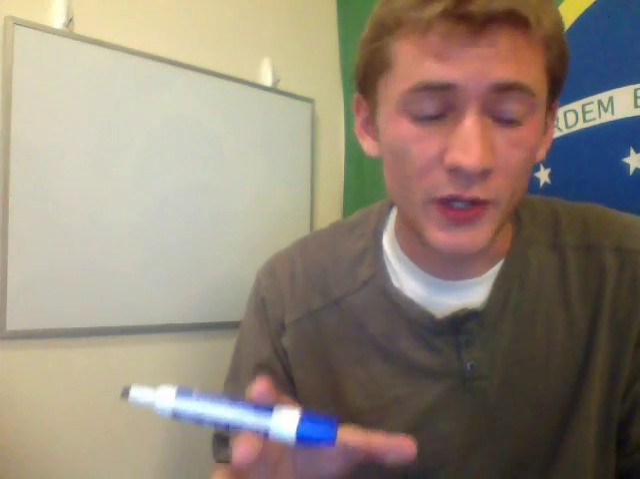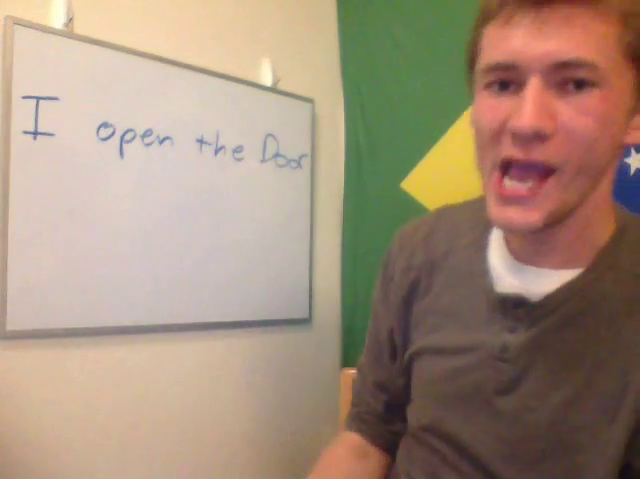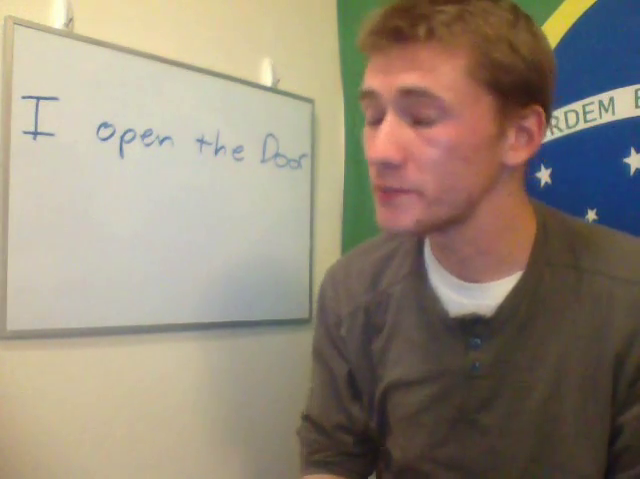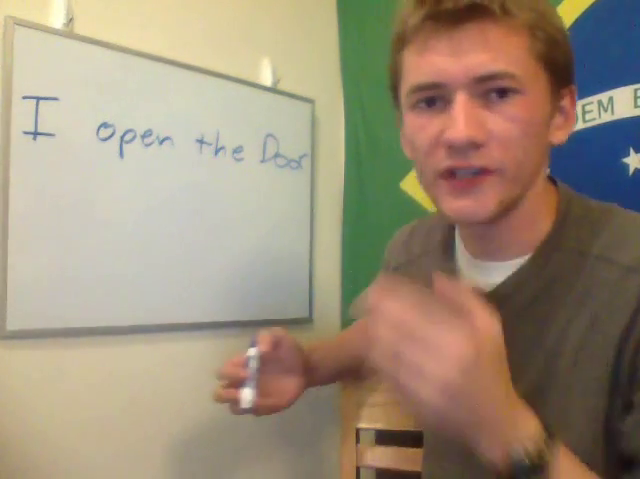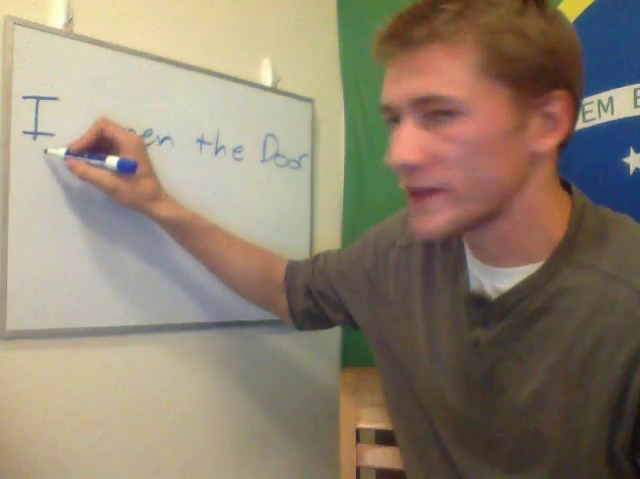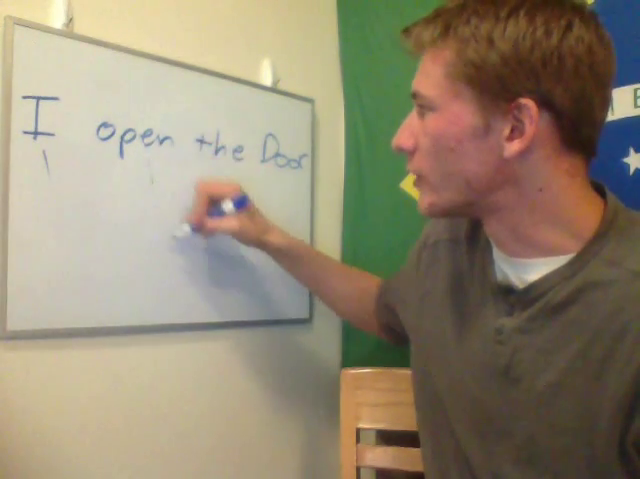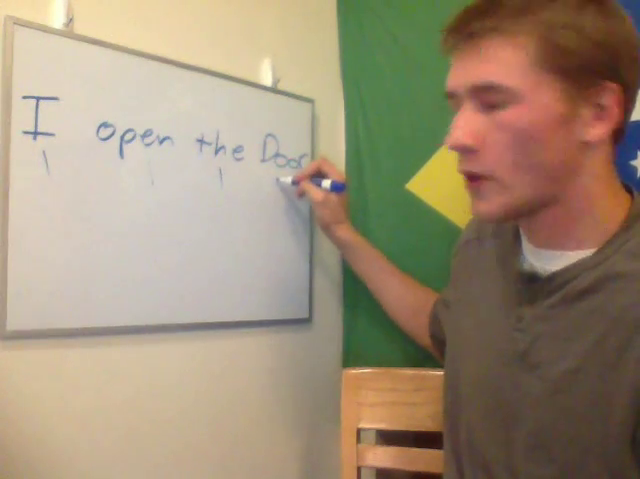Alright, tabula rasa. So the first sentence I'm going to give you is going to actually be in English, and we're going to analyze the different parts of it. I opened the door. It is a very simple sentence, but it can be used very often. So what are the different parts that we know of the sentence? Well, we know that that's a pronoun, we know that that's a verb, we know that that's an article, and we know that that's a noun.